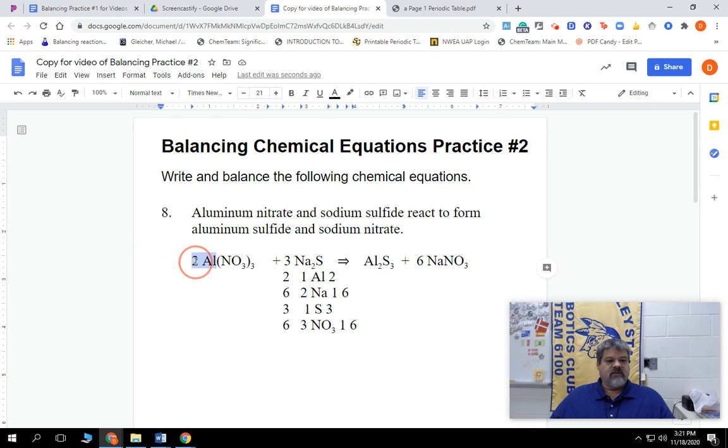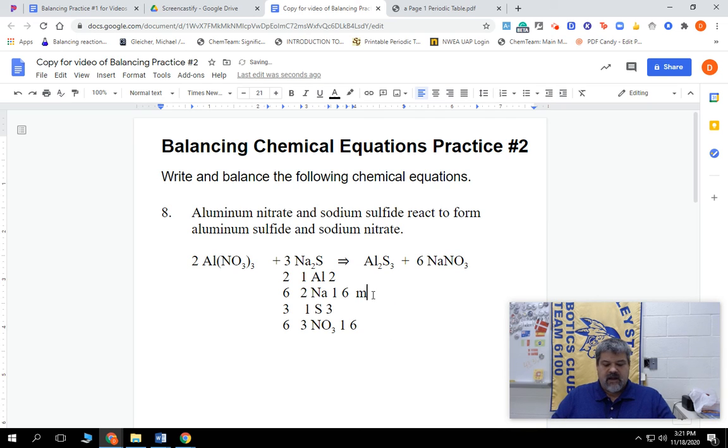So I have 2 aluminums here. I have 2 aluminums here. I have 6 sodiums there. I have 6 sodiums there. I have sulfur, 1 sulfur 3 times on this side, and I have 3 sulfurs on this side. Nitrates, I have 3 times 2 nitrates on this side for 6, and I have 6 nitrates on this side. Okay, so 6 times 1. So it looks like I'm balanced.